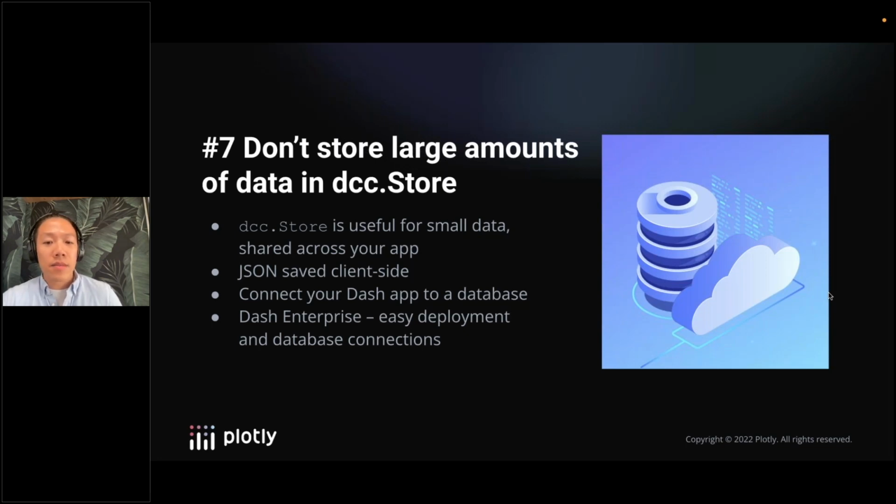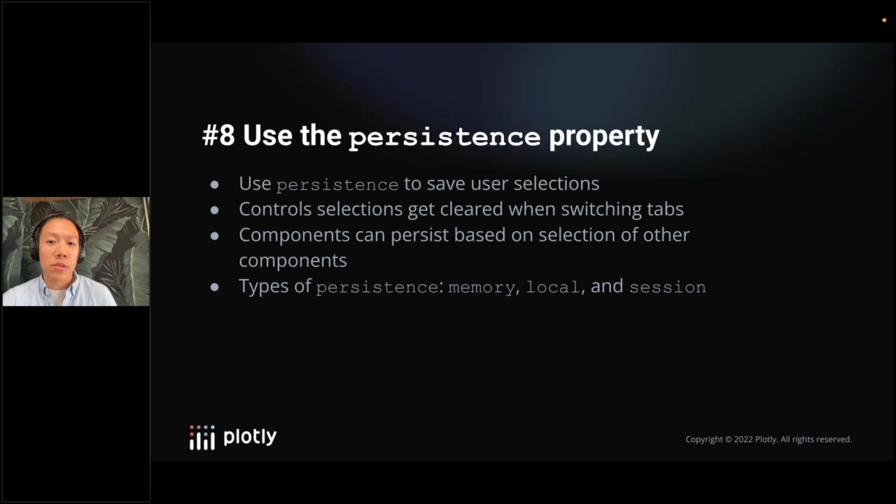And next up, we're going to be talking about the persistence property. So if you have a bunch of controls in your app, such as dropdowns or text inputs, you might want to save your users' inputs so that the next time they access the app, these controls are already populated.